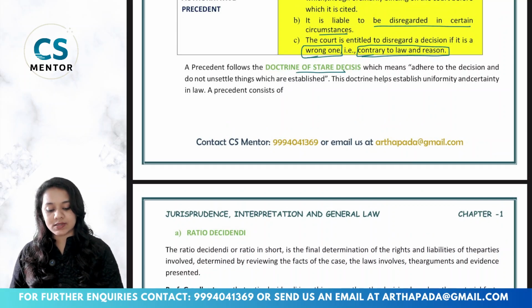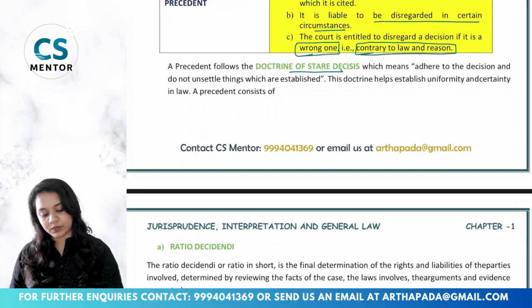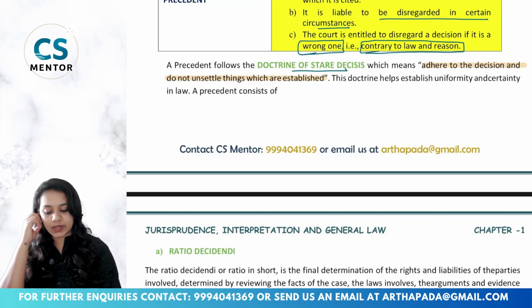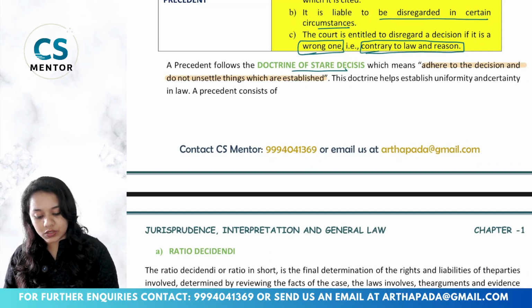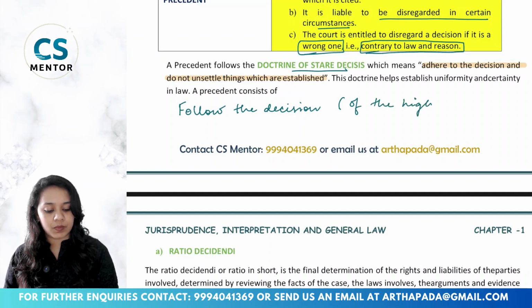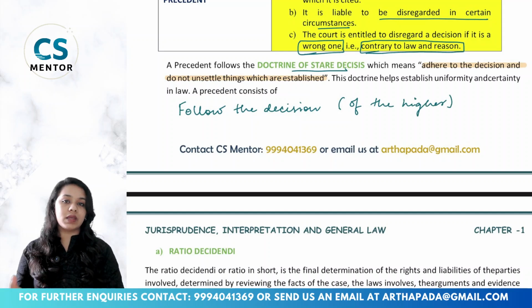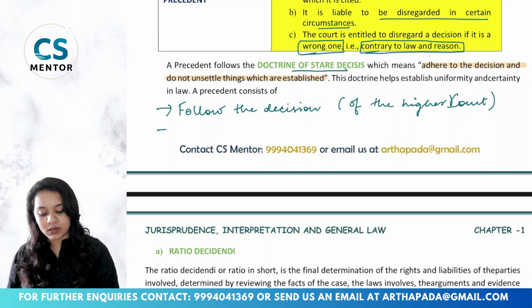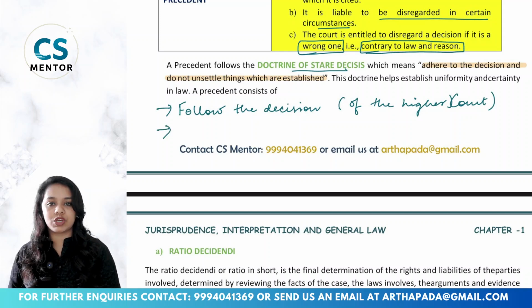Stare decisis basically says adhere to the decision and do not unsettle things which are established. Let's read it again. One, adhere to the decision. That means follow the decision. What do you mean by follow the decision? Follow the decision of the higher court. Adhere to the decision of the higher court. This is the first part. And the second part is do not unsettle things which are established.